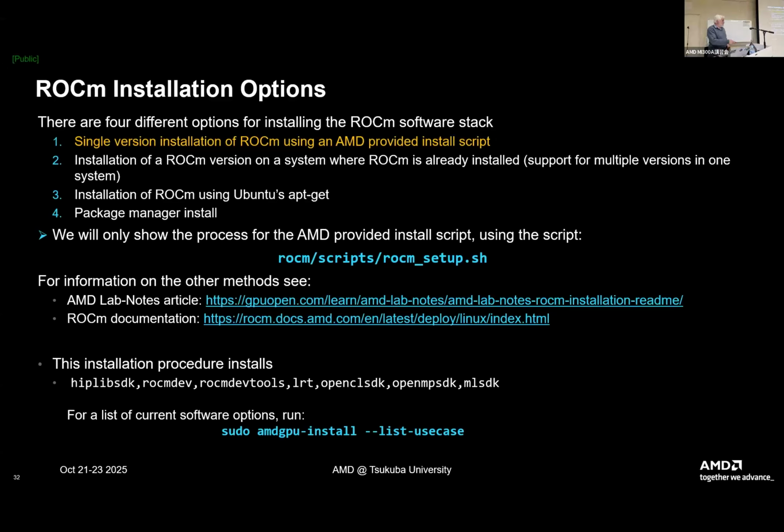In our installation, we're going to install all these packages. In older versions of ROCm, there were only 2 packages, so it keeps changing. And so you may want to do this list use case to see what list is currently there.